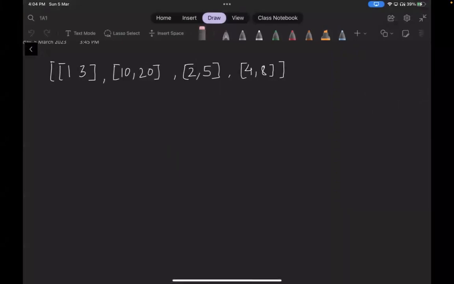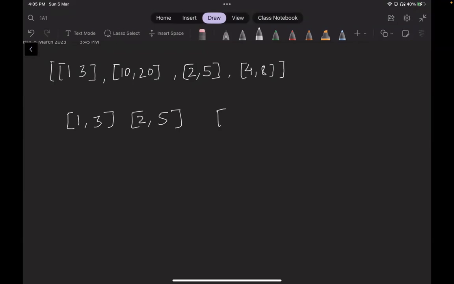Okay, so here we have, let's say, four ranges: 1, 3, 10, 20, 2, 5, and 4, 8. Can you all help me find the overlapping ranges here? Is 1, 3 overlapping with any range in the given array? Yes, 1, 3 is overlapping with 2, 5. So in whichever group we keep 1, 3, we also have to keep 2, 5, and wherever we keep 2, 5, we have to keep 1, 3 in that group only.